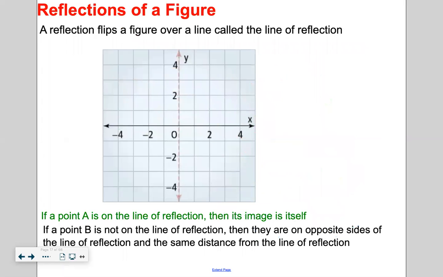Reflections of a figure. A reflection flips a figure over a line called the line of reflection. Before you reflect any figure or point, you need to determine your line of reflection. Let's say that my line of reflection is the y-axis. So this is my line of reflection. This is called the line of reflection.